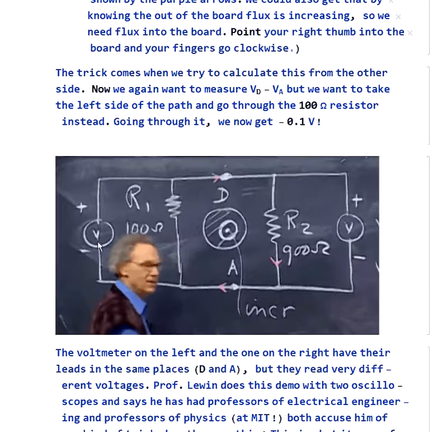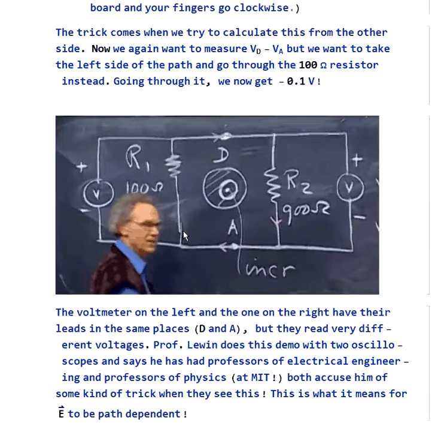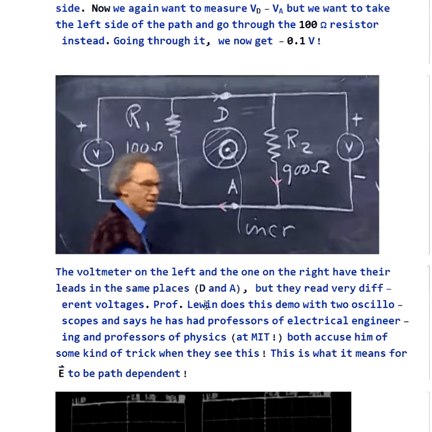And remember, the voltmeters are just tacked on. This is the only real part of the circuit, right? The important part. And the voltmeters are connected in the same places. So this voltmeter has leads here, and this voltmeter has leads there, and they give us different answers. This is completely crazy.